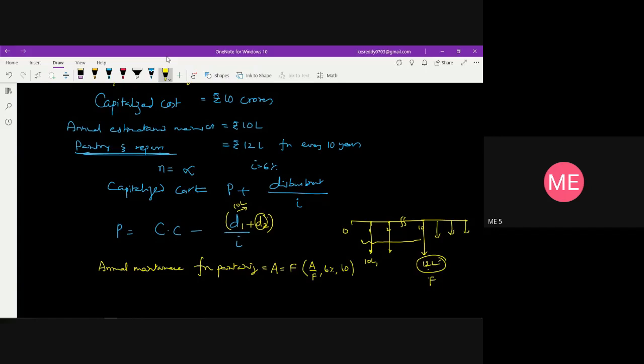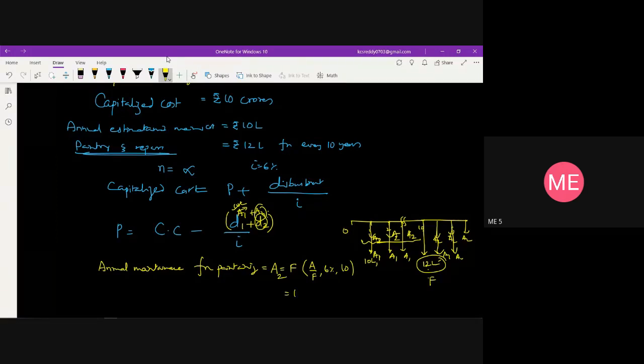So there will be two disbursements: annuity 1 and annuity 2, for the painting and all. For every year there will be annuity 1 and annuity 2. So the sum of disbursements is A1 plus A2. A1 is given directly, but A2 is not given. We find A2 as F into A by F, comma 6, comma 10.